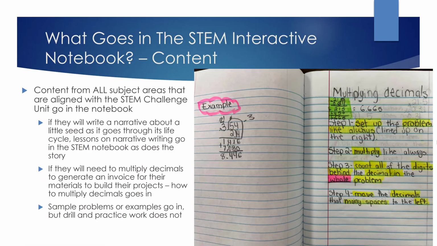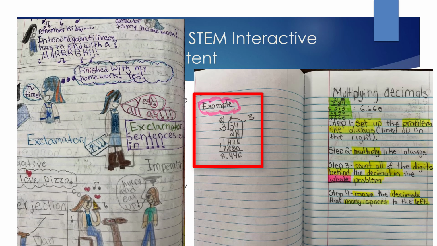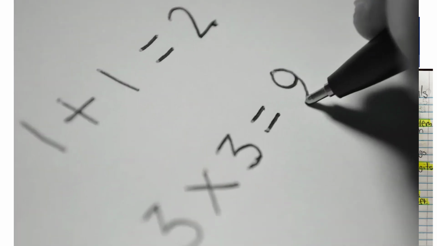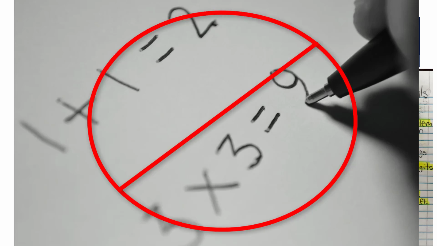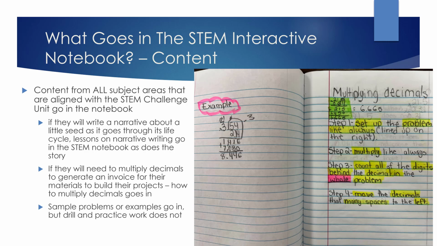However, if you're teaching a phonics lesson, it doesn't really need to go in your STEM notebook. Sample problems or example problems or sample sentences can go in the STEM notebook, but homework, drill and practice, or, for example, 10 problems should not go in the STEM notebook. It winds up cluttering up the pages and it makes it hard for students to find the lessons that they need to solve their problem because they have to rummage through pages and pages of classwork or homework.